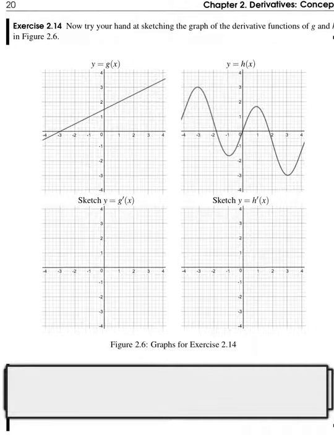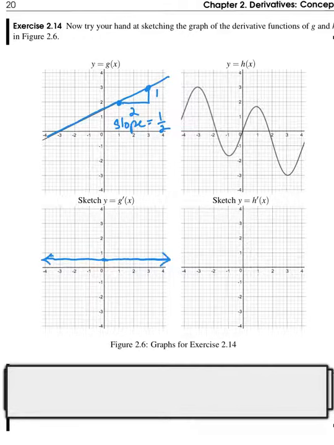So for me, on exercise 2.14, for y equals g of x on the left, I notice that there's a few points that cross the grid at whole numbers. And so these 2 points give me a rise of 1 unit and a run of 2 units. And so I can see that throughout this entire line here, the slope of this linear function is 1/2. That means for all points here, the derivative is 1/2.